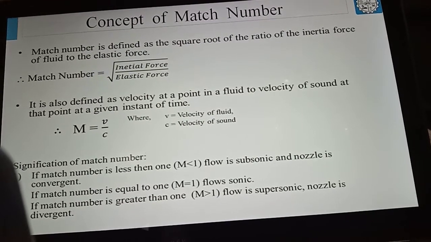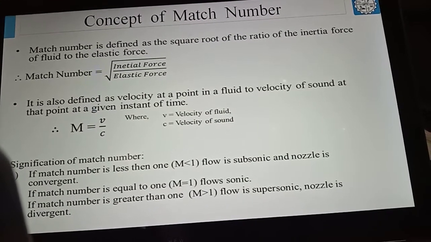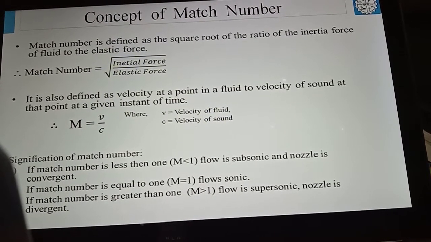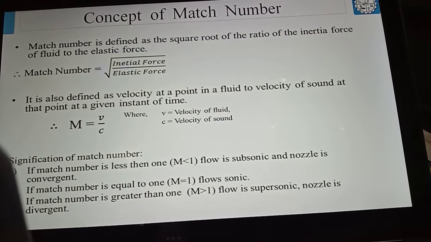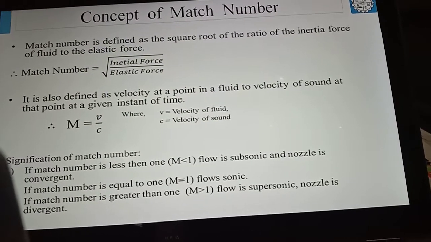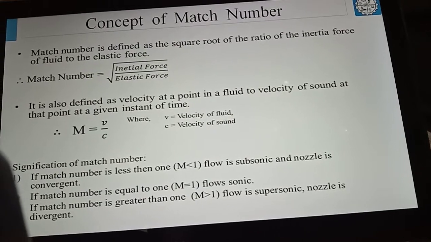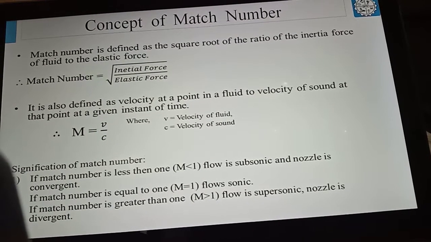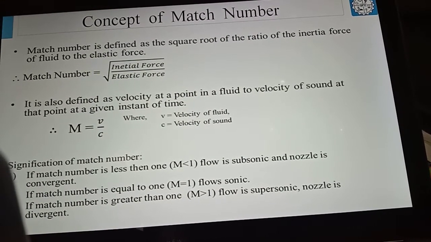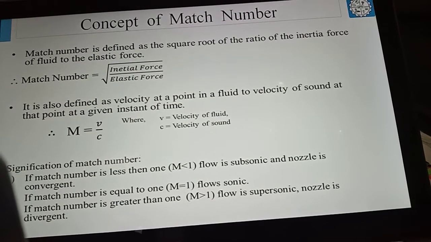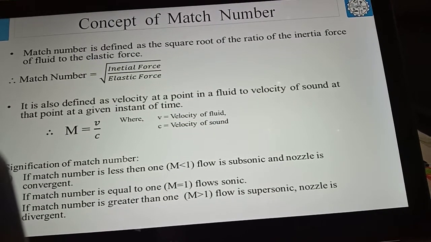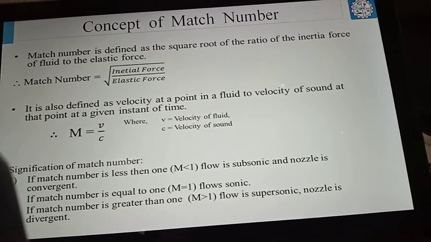Now the concept of Mach number, it is defined as the square root of the ratio of inertia force of fluid to the elastic force. So you can just go through this Mach number. If Mach number is less than 1, flow is subsonic and nozzle is convergent. If Mach number is equal to 1, flow is sonic. If Mach number is greater than 1, flow is supersonic, and in this case nozzle is divergent.